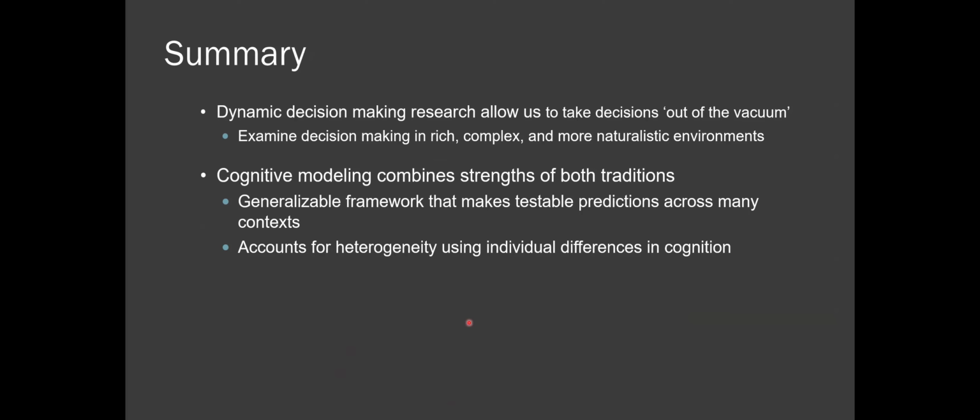All right, so to quickly wrap up, we see that with dynamic decision-making research, we're able to examine decisions outside of the vacuum of the classic kind of static decision scenarios. We can examine them in richer, more complex and naturalistic environments. And by applying the techniques of cognitive modeling, we're able to draw from the strengths of both traditional approaches to the study of dynamic decision-making, where we get a generalizable framework that makes testable predictions across a lot of different contexts and provides us with tools for accounting for heterogeneity within a unified computational framework.